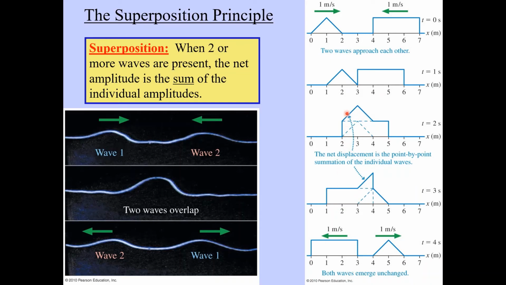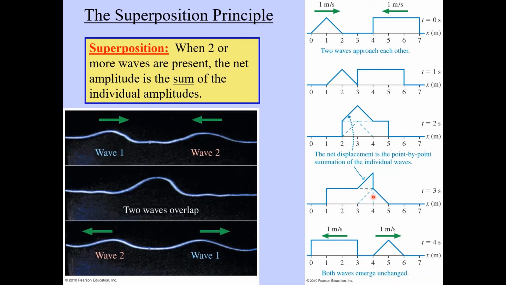And then as the triangular wave moves to the right and the rectangular wave moves to the left a little more, they start to overlap less. In fact, now the triangular wave is starting to go beyond where the rectangular wave is, and we see half of it is sticking out here. The other half is still on top of the rectangular wave. So by superposition, we have to keep adding those two together.